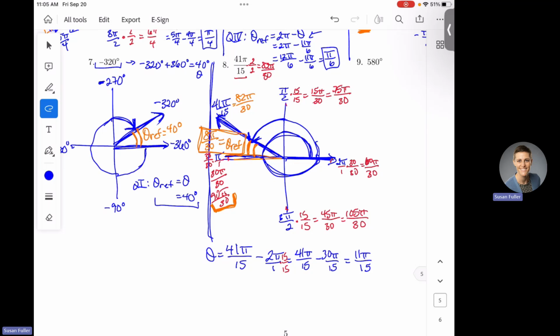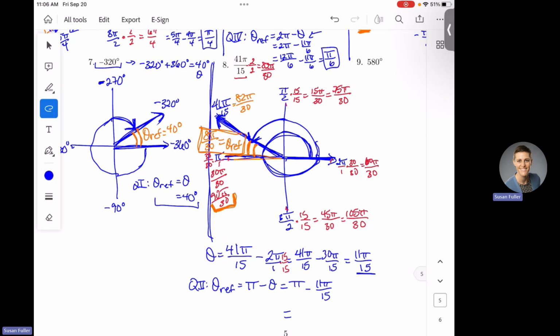Okay, so that's what I'm going to use for theta. And according to my formulas, this is in quadrant 2, right? My terminal side is here in quadrant 2. So in my formulas, it said that to find my theta ref, I'm going to do pi minus my theta. And here the theta value that I'm using is this 11 pi over 15. And I'm going to do pi minus 11 pi over 15.